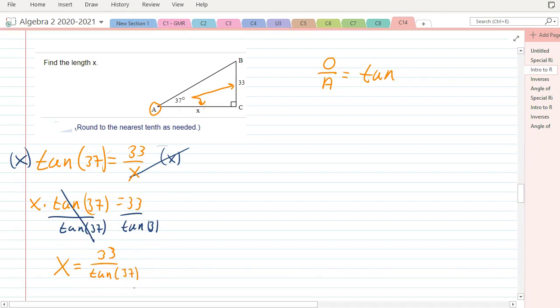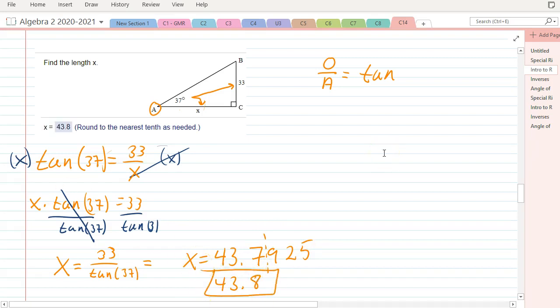Now you take that and plug it into your calculator. They want you to answer to the nearest tenth, so the missing side x is equal to 43 point, and I got 7925. They want the nearest tenth, which gives you 43.8.